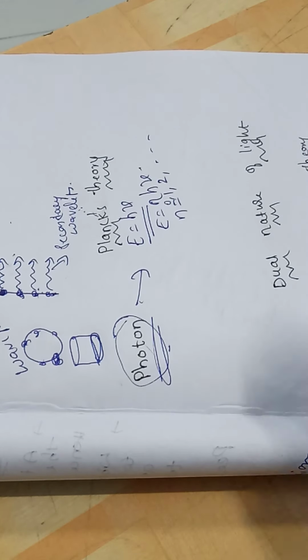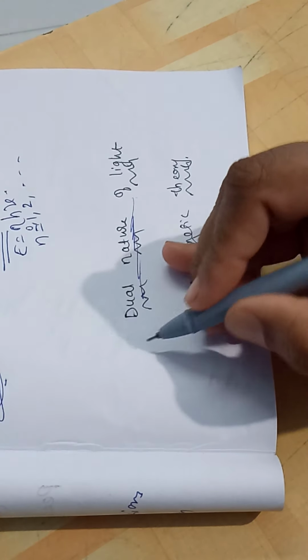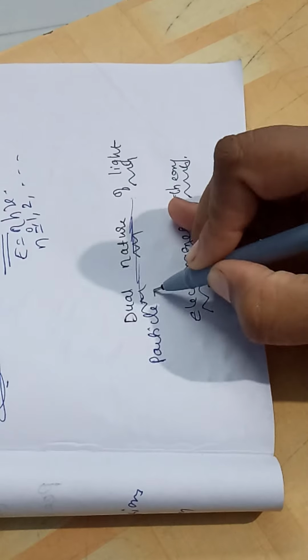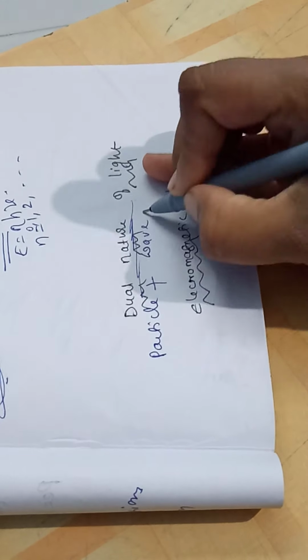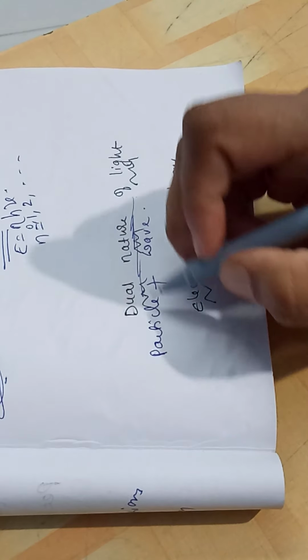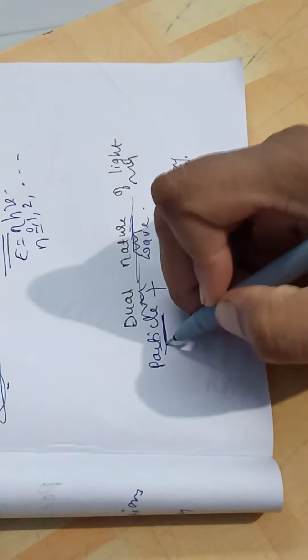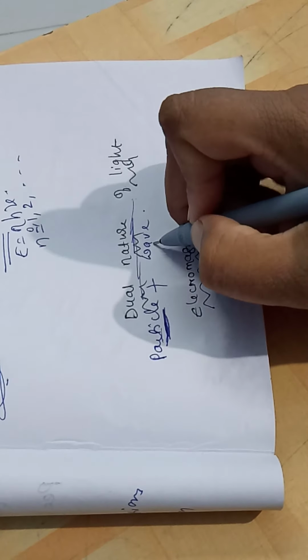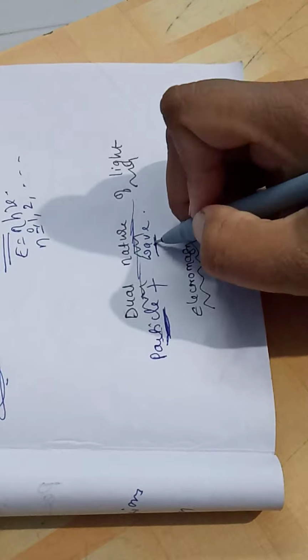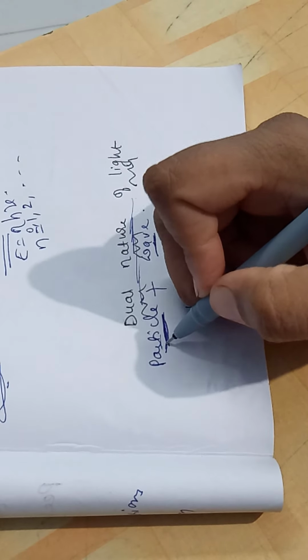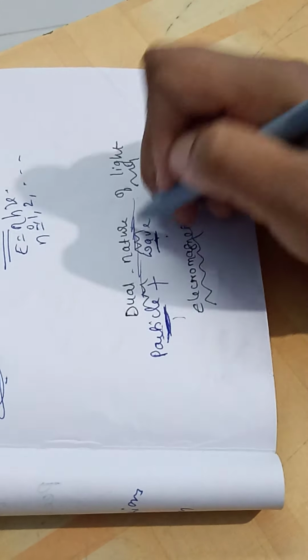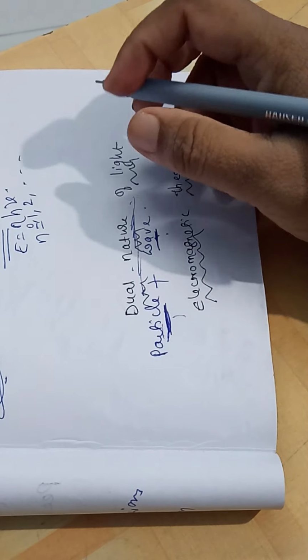Now next, as years passed, scientists said that light has a dual nature, meaning Newton's particle theory is correct, and Huygens' wave theory is also correct. But when we do experiments on particle nature, wave nature will be hidden. When we do experiments on wave nature, particle nature will be hidden. But light has both particle as well as wave natures. That we call the dual nature of light. So quantum theory proved this.